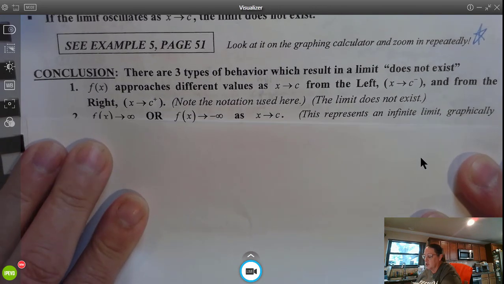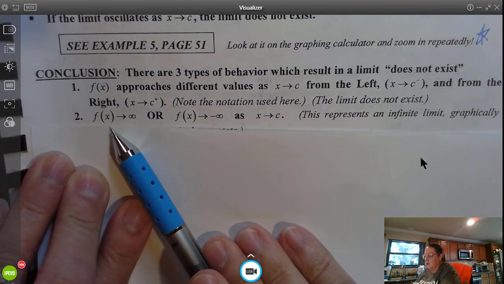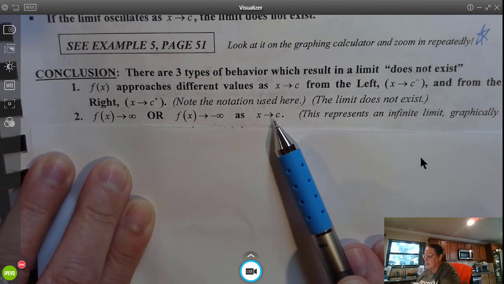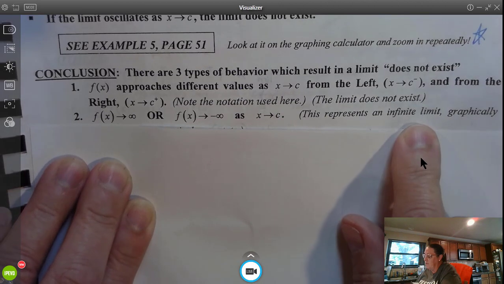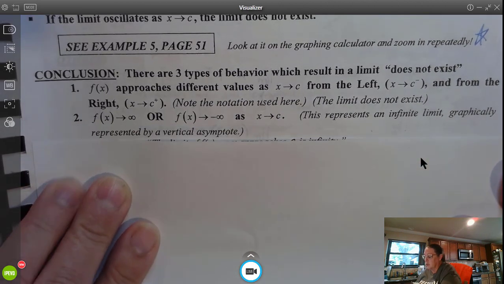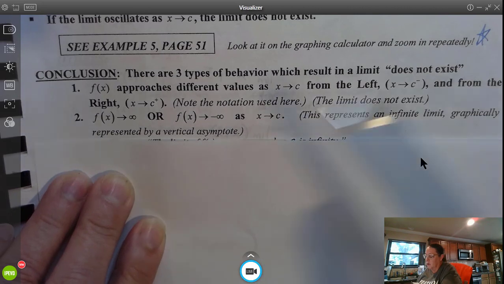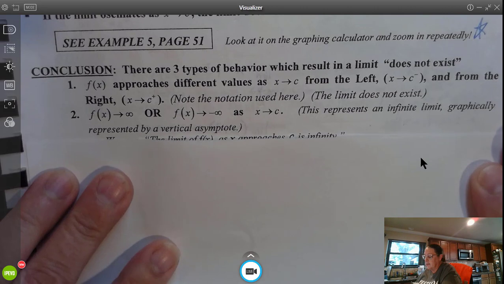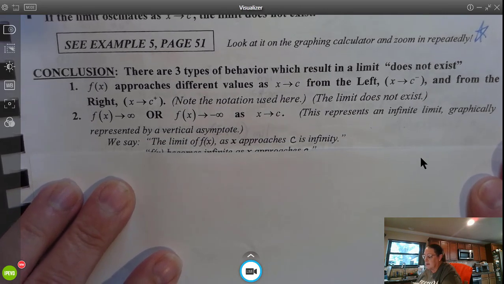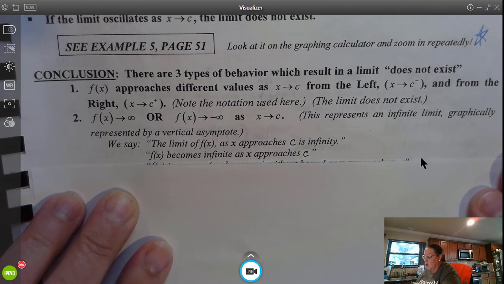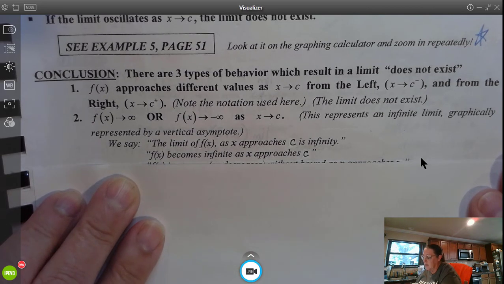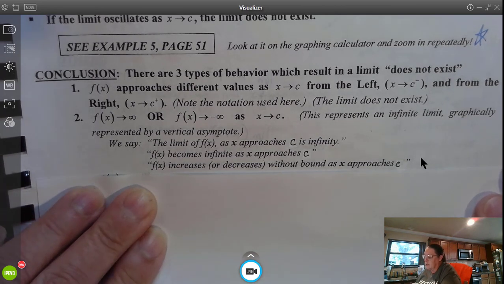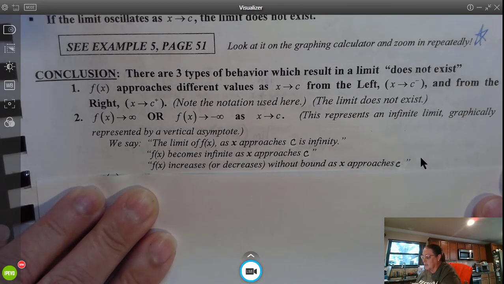The next situation was as the y values on f approached infinity or negative infinity as x went to c. This is called an infinite limit. We'll talk about that in a few sections. And it's graphically represented by a vertical asymptote. We saw that in example number 4. And then we say the limit of f of x as x approaches c is infinity. We can say f of x becomes infinite as x approaches c. We can say f of x increases or decreases, depending on what's happening, without bound as x approaches c.